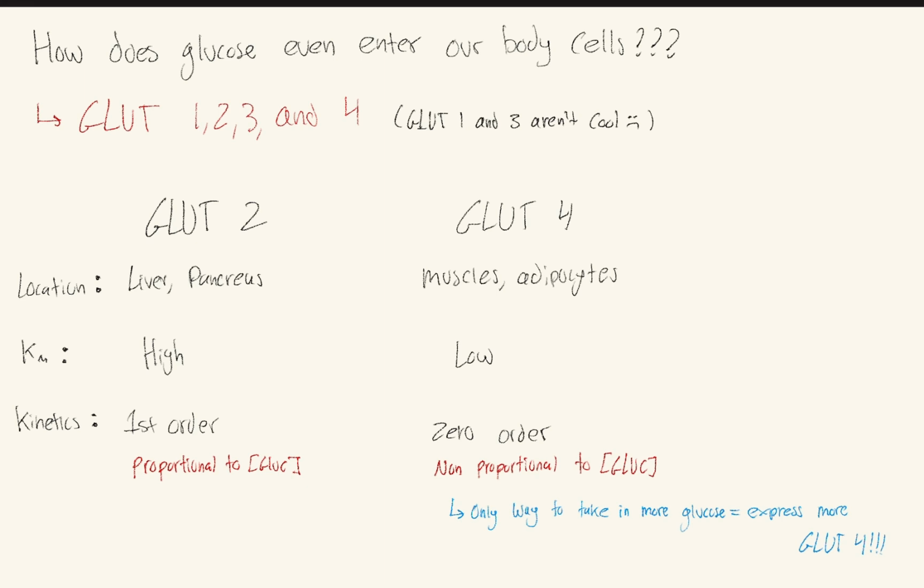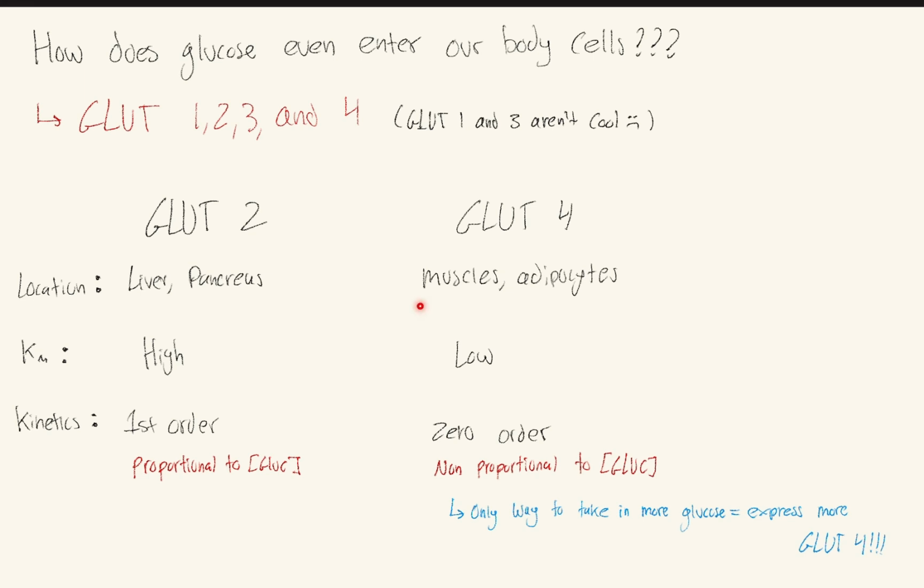With that out of the way, GLUT 2 is located in the liver and the pancreas, specifically the beta islet cells of the pancreas. They tend to have a high Michaelis-Menten constant, and if you recall from enzyme kinetics, a high Michaelis-Menten constant means that we have a low affinity for glucose. The kinetics follow first-order kinetics, which means they are proportional to glucose concentration. You don't need to worry about what this means right now, because once I talk about GLUT4, I'm going to give you some comparative points to look at.